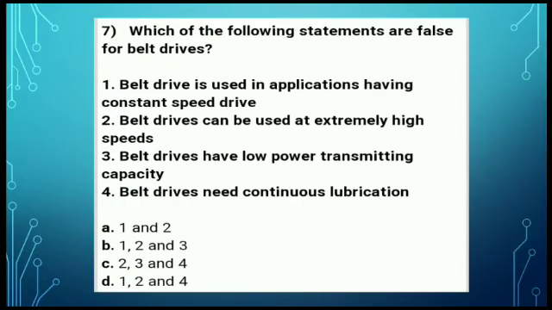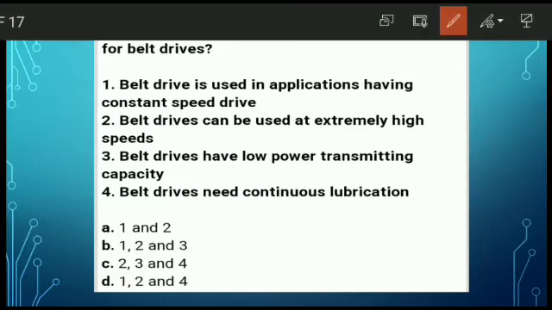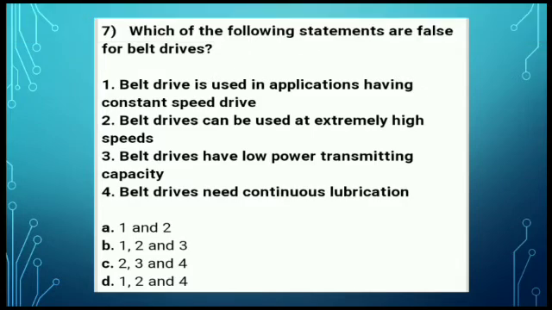Next question, question number 7. Which of the following statements are false for belt drive? In case of belt drive, at first we see all the options. Option 1, belt drive is used in applications having constant speed drive. We can see in the bench lathe machine, which you can all see in your workshop, there are a lot of speed variants. So this is not for a constant speed drive. Okay, so this is false.